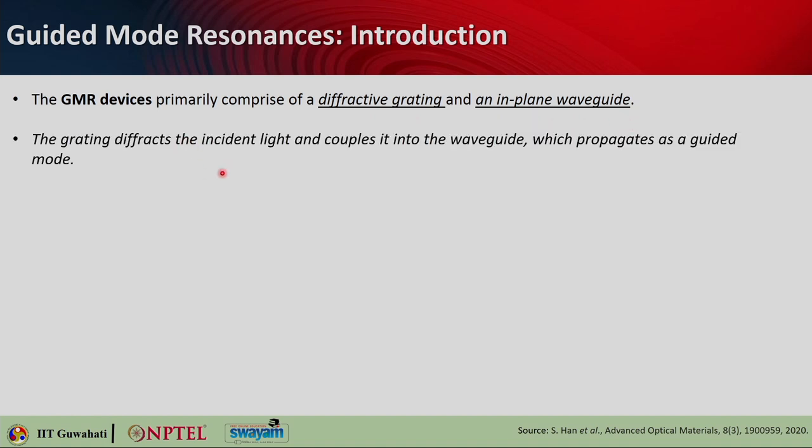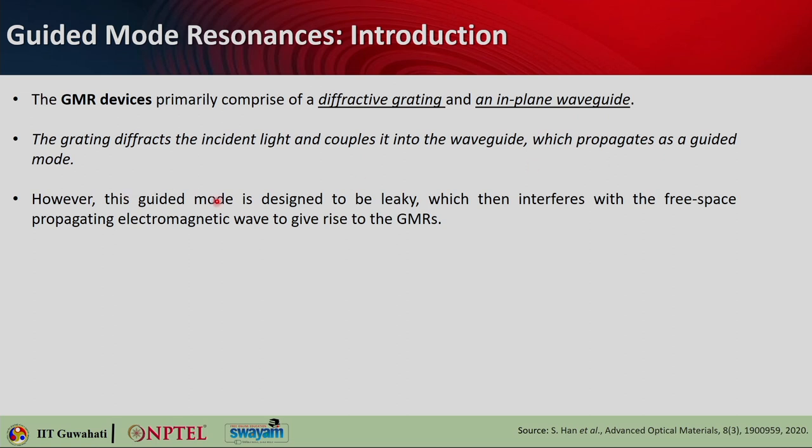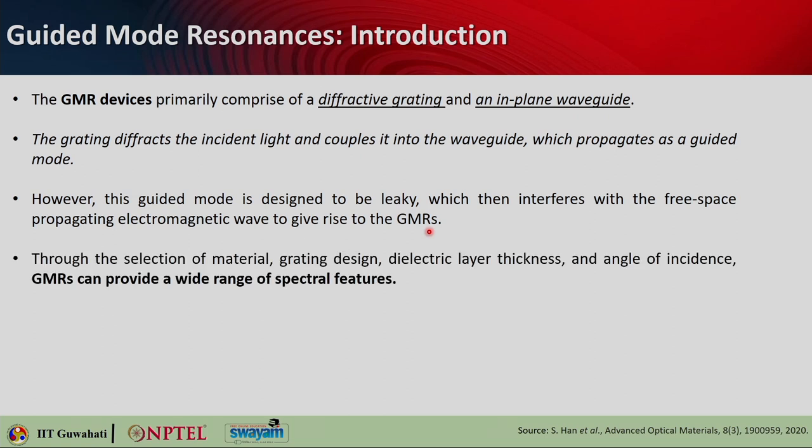The grating will diffract the incident light, and some diffracted wave will couple to the waveguide and propagate as the guided mode. This guided mode is designed to be leaky, and it leaks out when it interferes with the free space propagating electromagnetic wave, and that gives it that resonance, GMR. Okay. So, through the selection of material, grating design, dielectric layer thickness, and angle of incidence, the GMR can provide a wide range of spectral features.